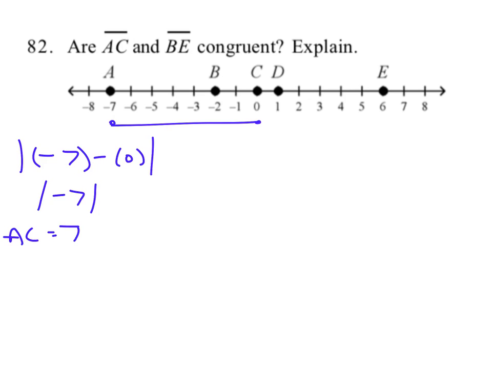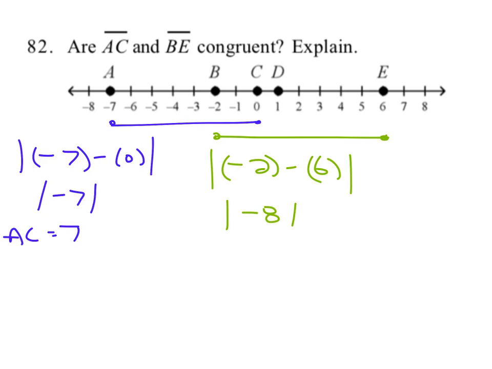Continuing on, we can say, what about B to E? Okay, B is at -2, E is at 6. And what do we do? We take the endpoints, -2 and 6, and we subtract them and take the absolute value of the result. That means the absolute value of -8, which is 8. So BE equals 8.